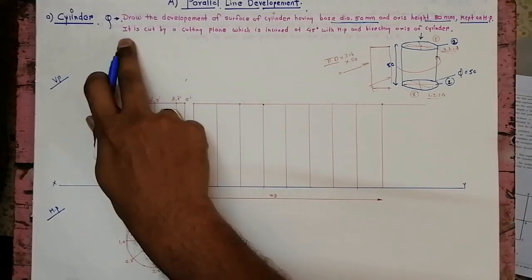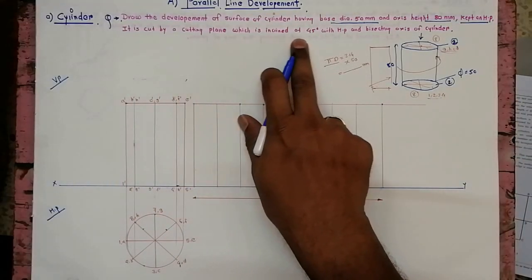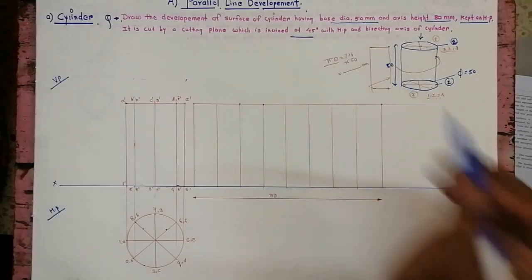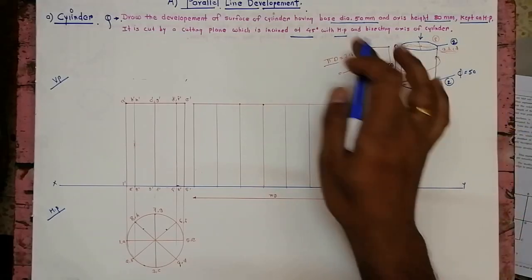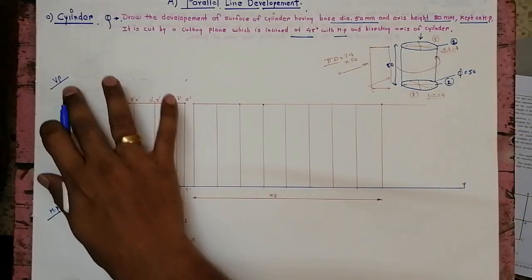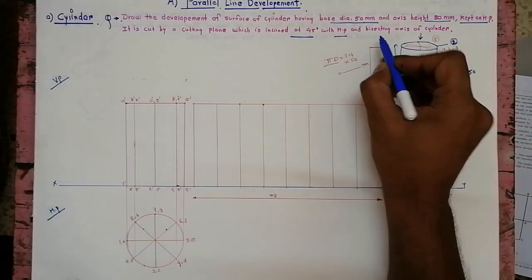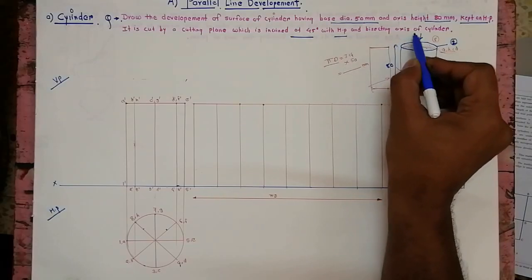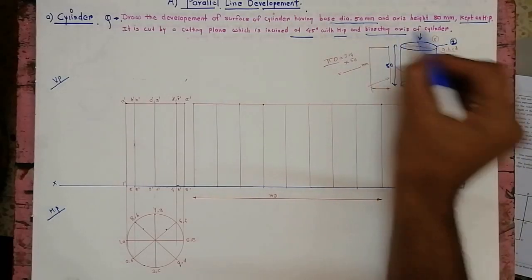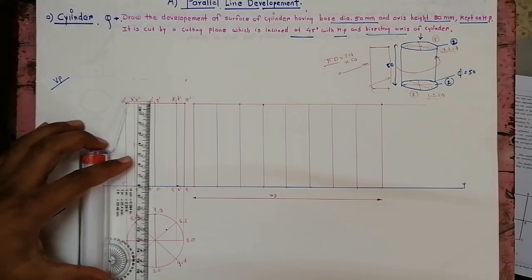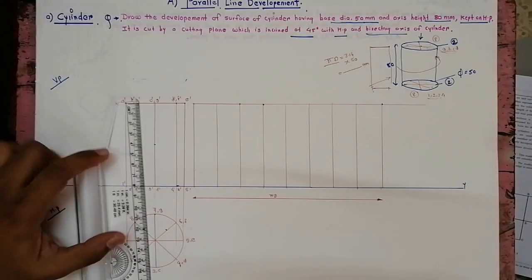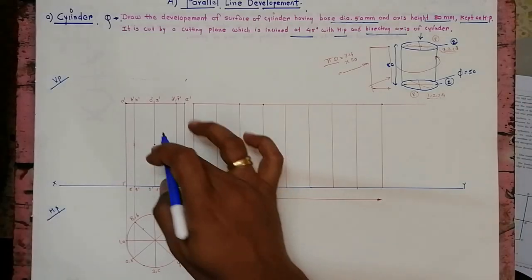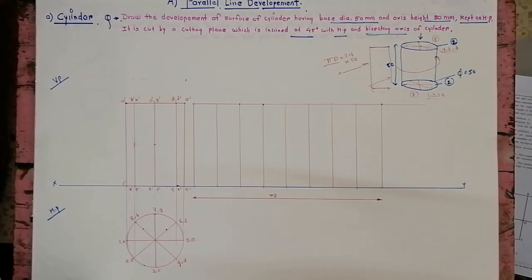Now the second sentence is, it is cut by a cutting plane which is inclined at 45 degrees. So the cutting plane is inclined at 45 with HP, so that comes in the front view, and bisecting the axis. This condition is given. So bisecting the axis, we first take the midpoint of the axis. Take the midpoint of the axis, so it is at 40.